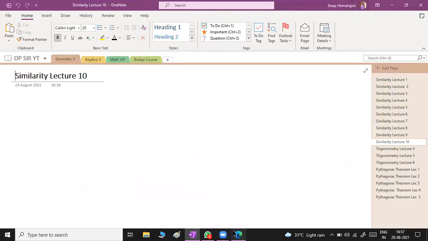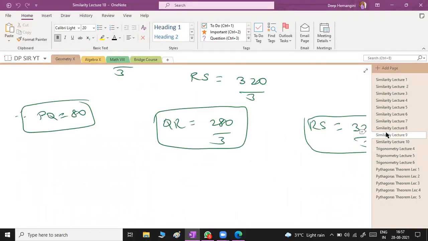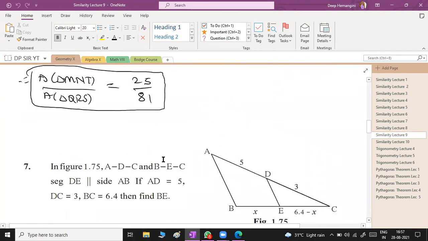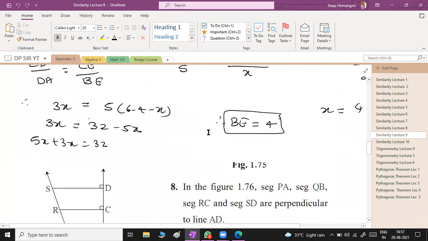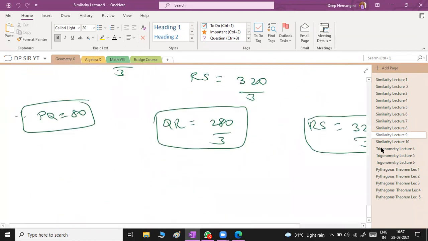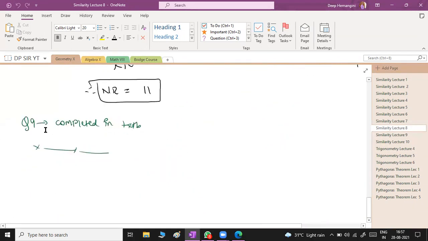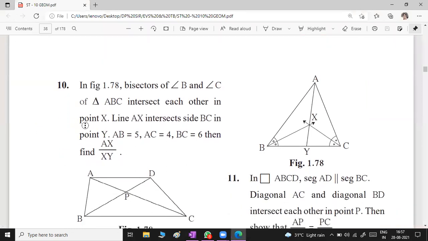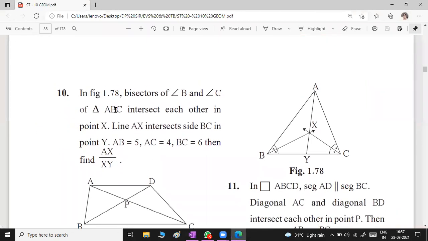Let me just check what we have completed in lecture number 9. Yes, we have completed question number 8 and 9, which I did in the textbook as far as I remember. I had written it in lecture 8. So let me just copy paste this 10th question. The question is easy provided you all pay attention.